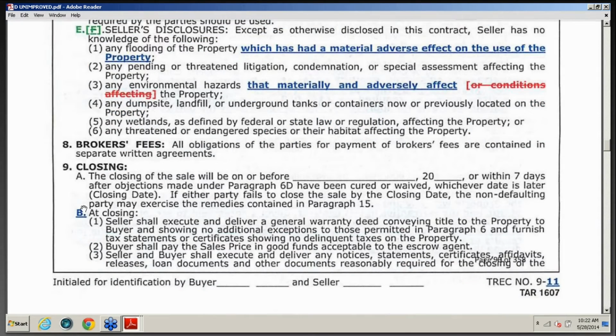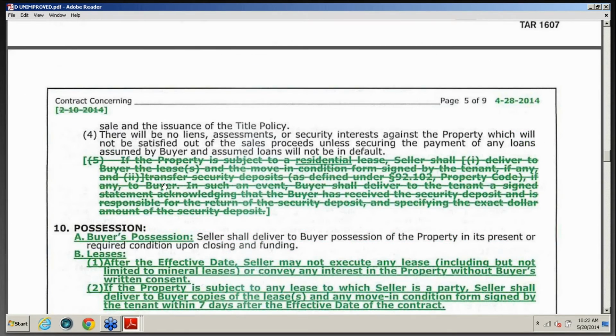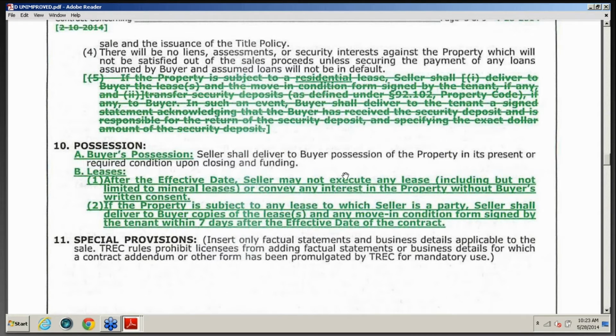Again, just changed A and B. At closing, the seller shall execute and deliver a general warranty deed, pay taxes. And then over here on possession, again, if there was a lease, whether it be a mineral lease, or if they're leasing it out for cattle, whatever kind of lease they have on the property, that needs to be given to the potential new buyer. And again, after the effective date, the seller may not execute any other leases, that includes mineral leases, or convey any interest to the property without the buyer's written consent.